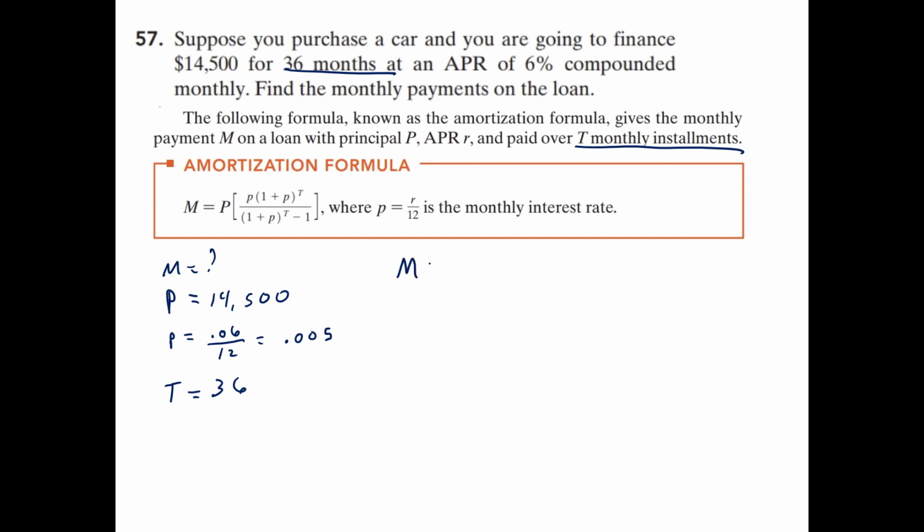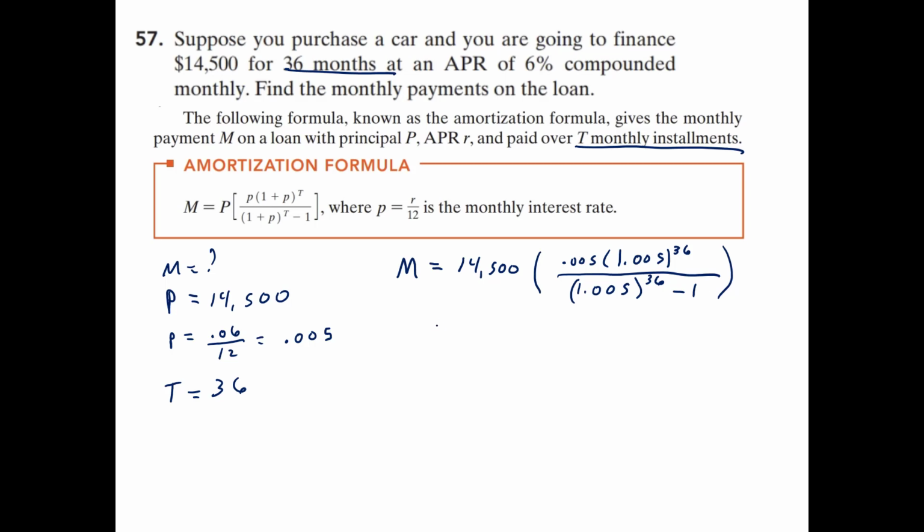So M, your monthly payment, which you don't know, so you just leave that as M. P is 14,500. And then p, which is 0.005, times 1.005 to the 36, all divided by 1.005 to the 36 minus 1.